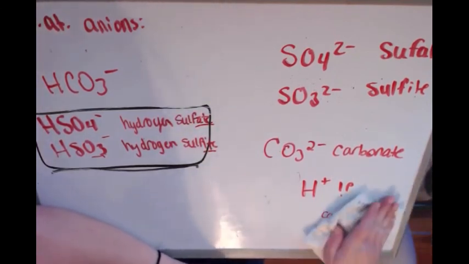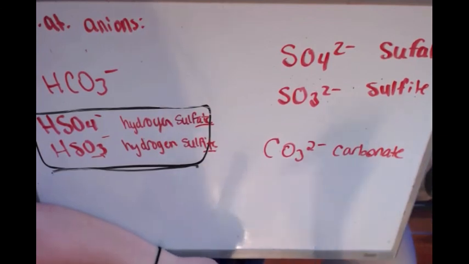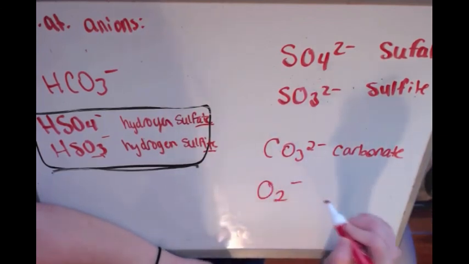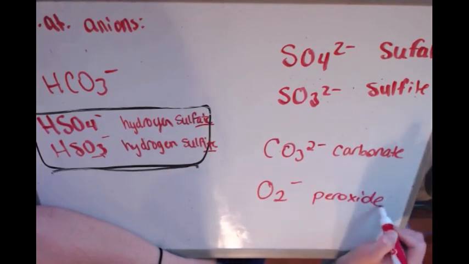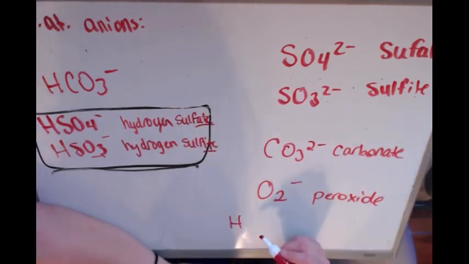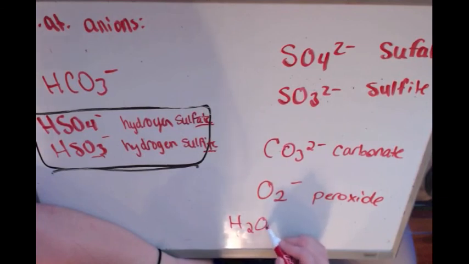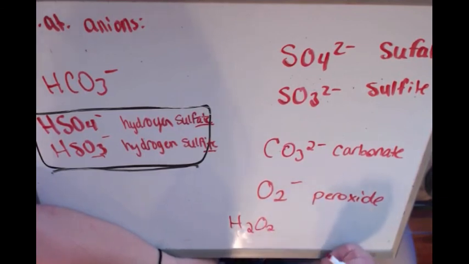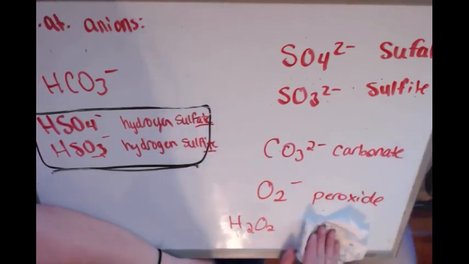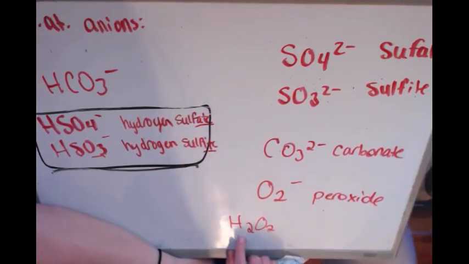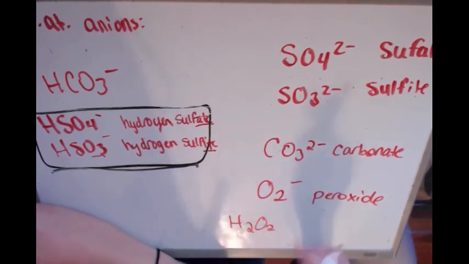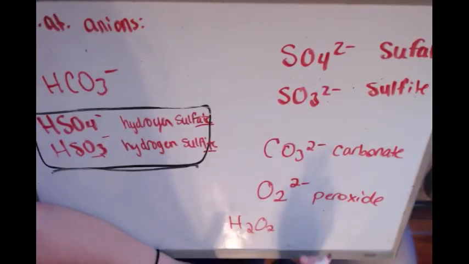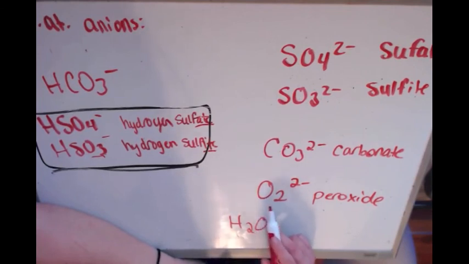Another polyatomic anion that has a 2- charge is O2 2-, and we just call that peroxide. Think back to peroxide that's in your little brown bottle, H2O2. It's that, peroxide. Notice how with 2 hydrogens, there's no charge here. But with the peroxide, there are no hydrogens and there's 2-.